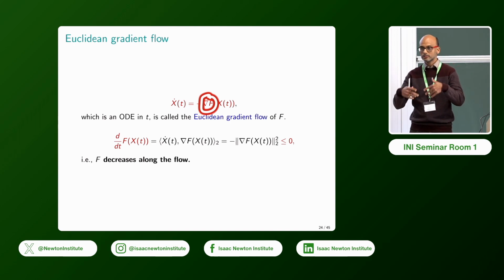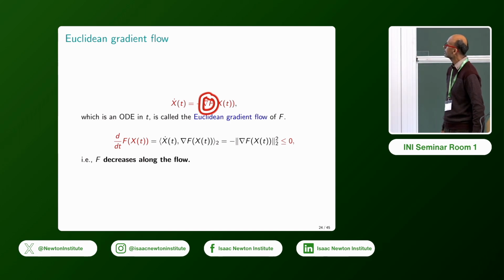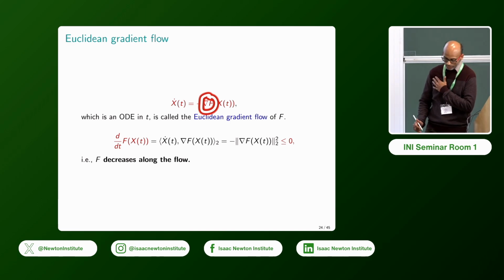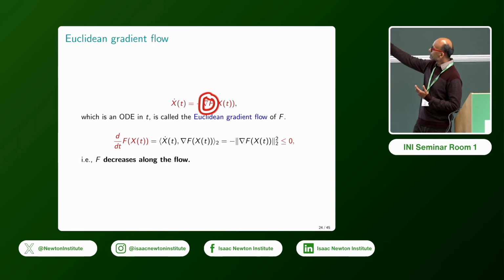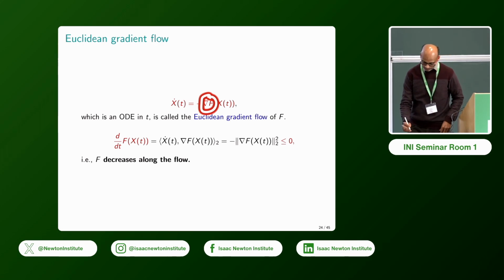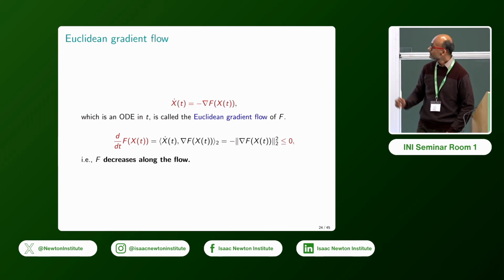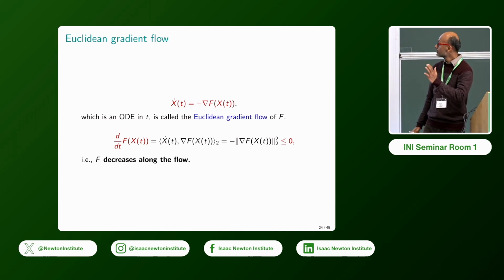the gradient of f is defined in the usual sense in Rd, right? And what is the nice property with this gradient flow? Because now if I look at the rate of change of my function, by a simple chain rule, you can basically see that this function is decreasing, right? Along the flow, this function f decreases.